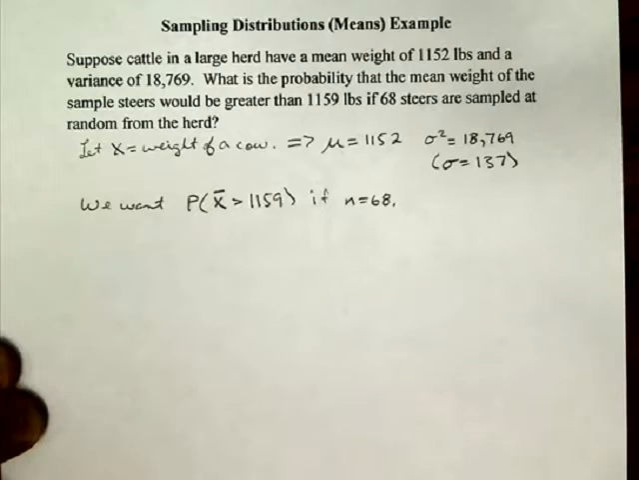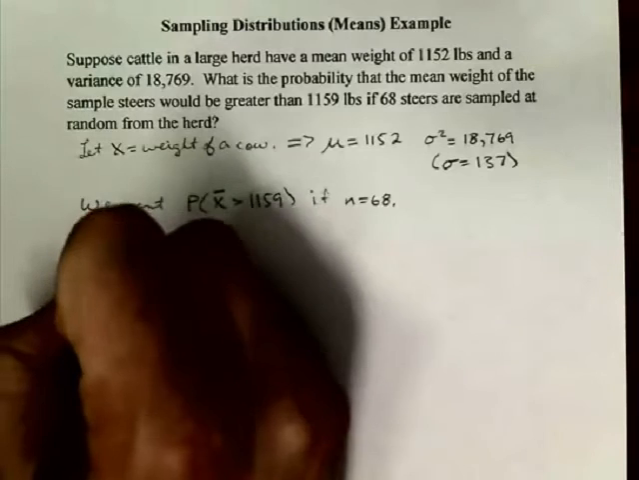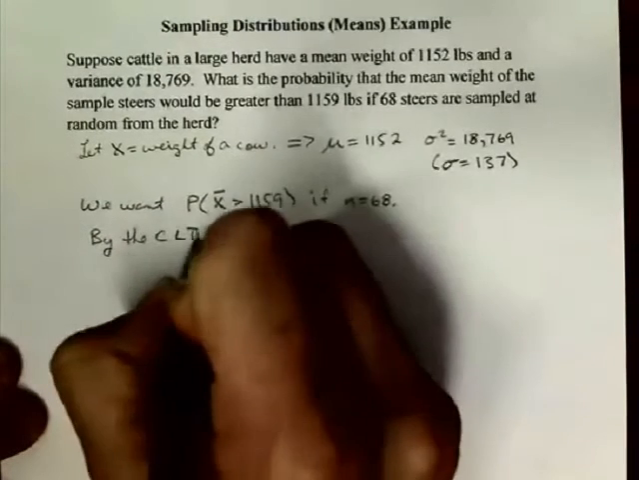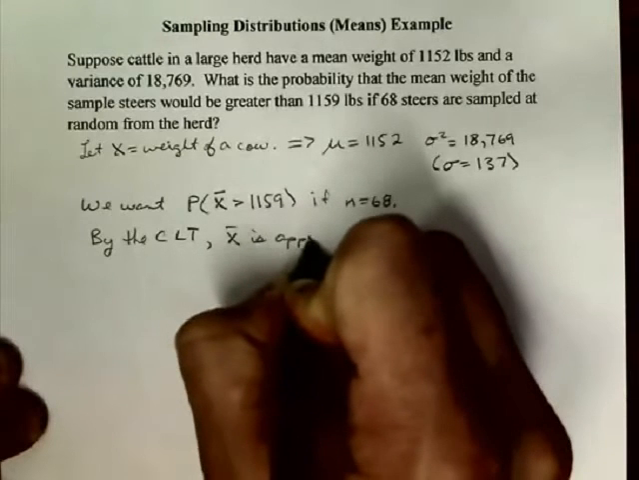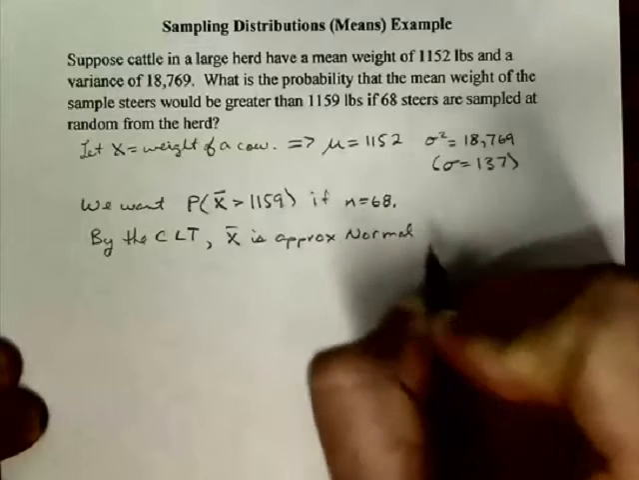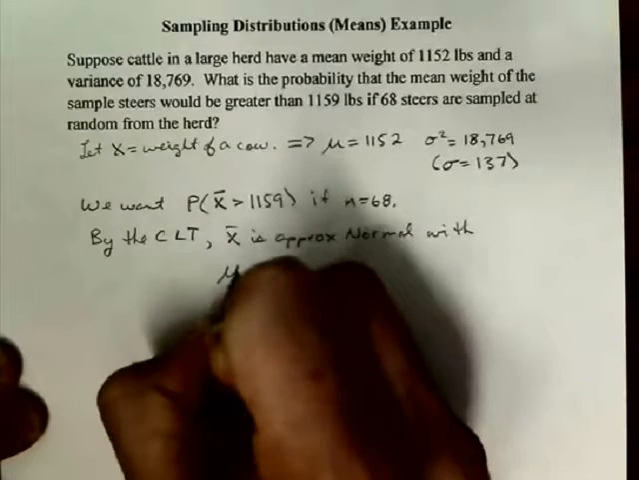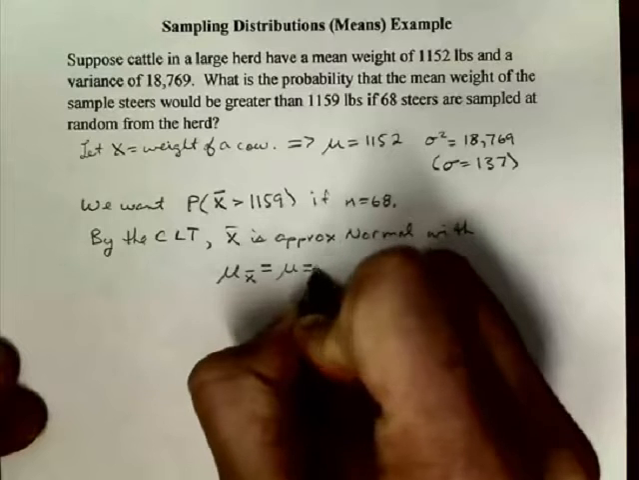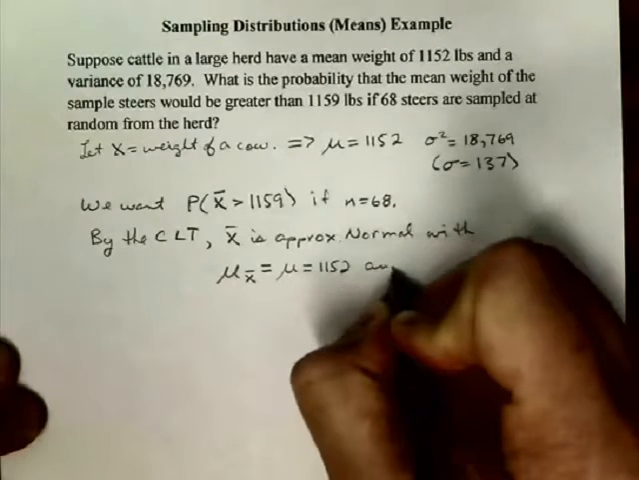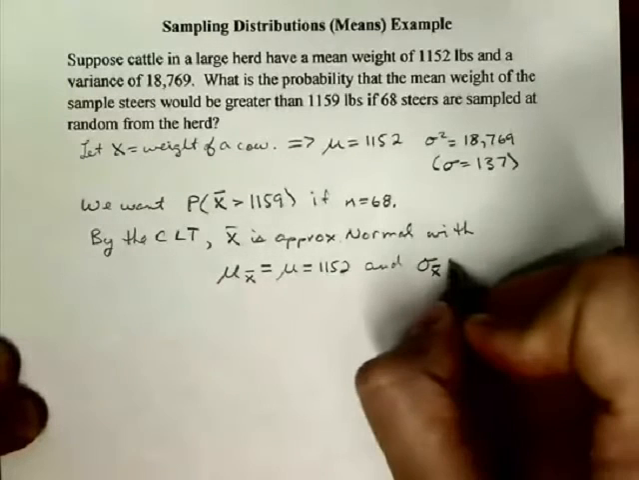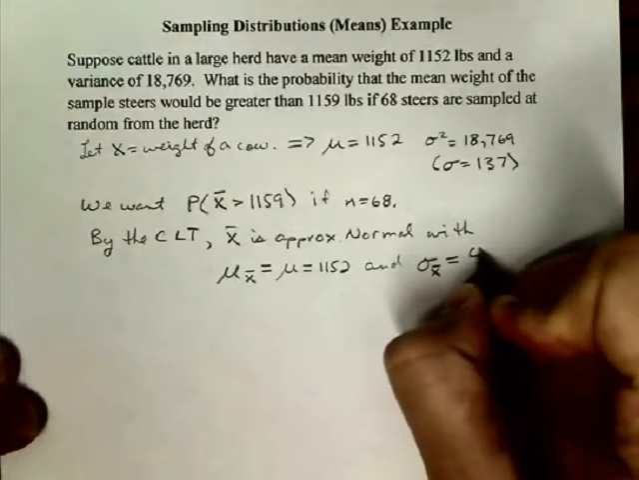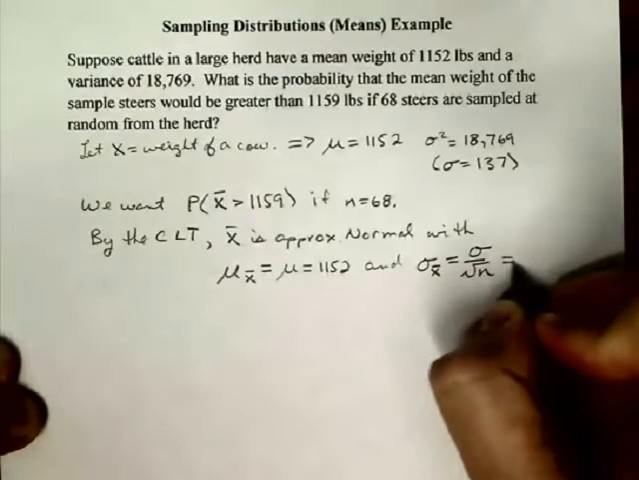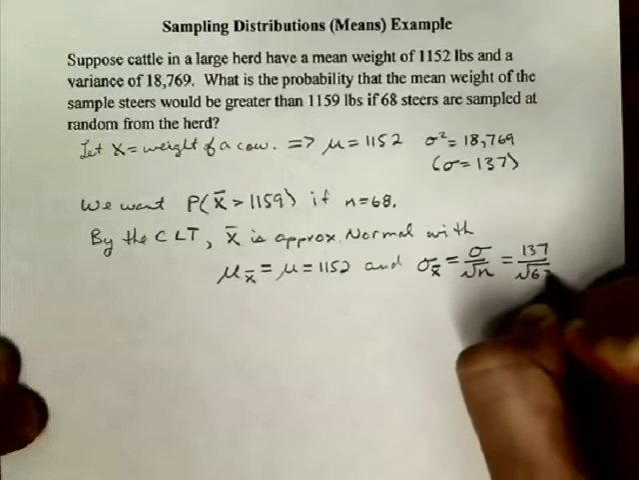Well, we don't know anything about the distribution of X. All we know is that X has a mean of 1,152, and the standard deviation is 137. So we can't get it from there, but we do know by the central limit theorem, X bar is approximately normal with the mean mu sub X bar, the average of the sample averages, which is actually mu, so in this problem it would be 1,152. The standard deviation of X bar, also called the standard error of X bar, is sigma over the square root of n, which equals 137 over the square root of 68.